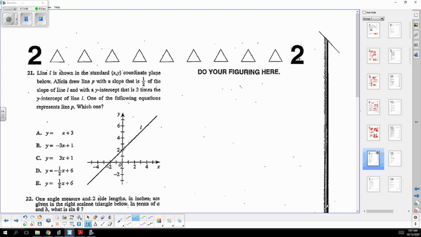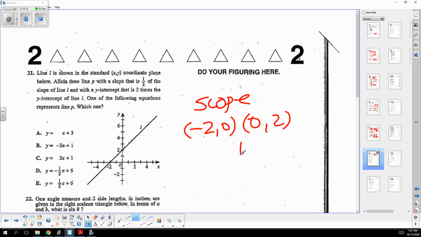So what is this slope? Y-intercept is the question. So here I go. I could use the slope program and plug in these ordered pairs, -2, 0 and 0, 2. I think I wrote that down on the sheet. But the slope is 1 because it's rising 2 for every run of 2. And the y-intercept is 2 because it touches the y-axis at 2.